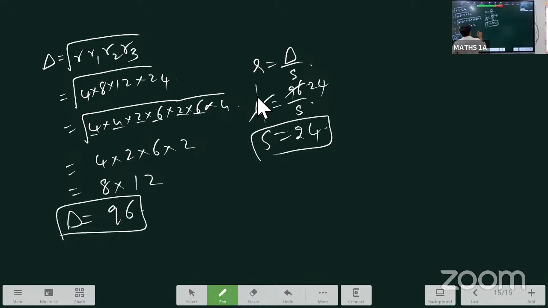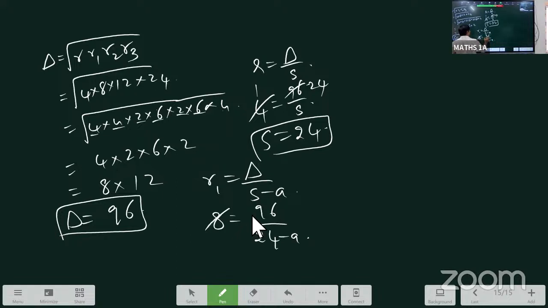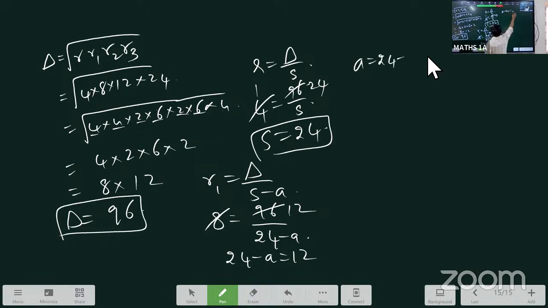Now, R1 is delta by s minus a. What is R1? R1 is 8. Delta means 96. 24 minus a. 8 ones are 8, 12 times. So 24 minus a, cross multiplied. Then a is equal to 24 minus 12. A is equal to 12.